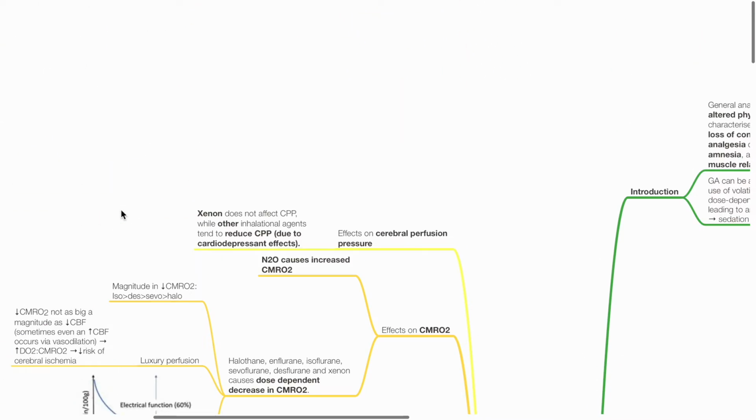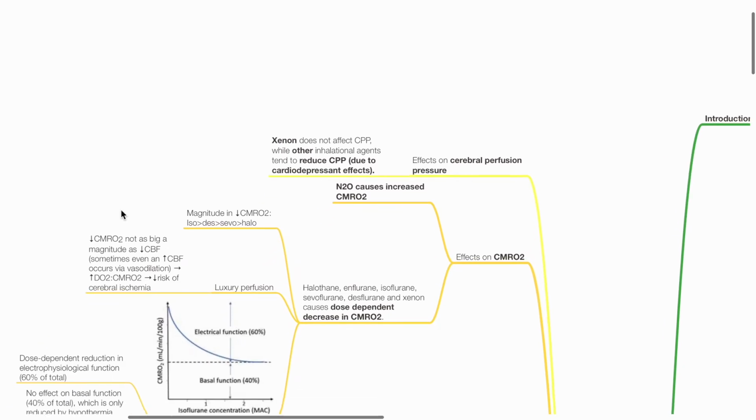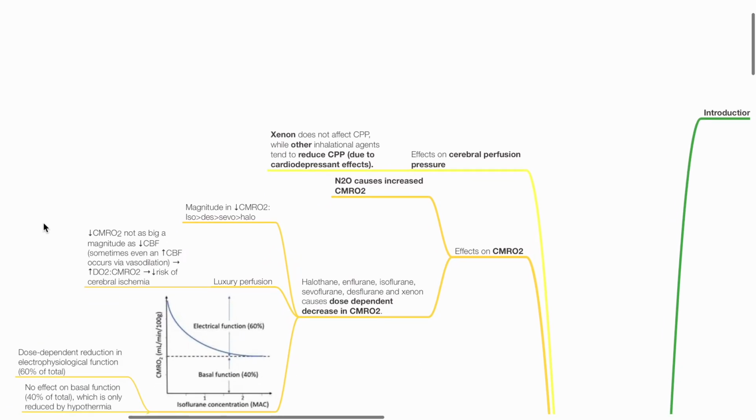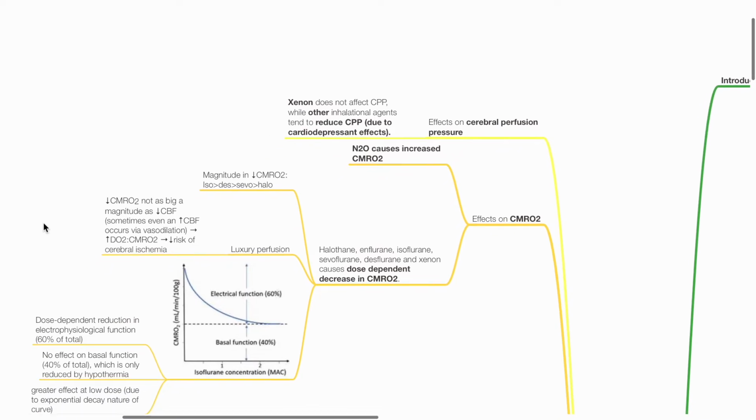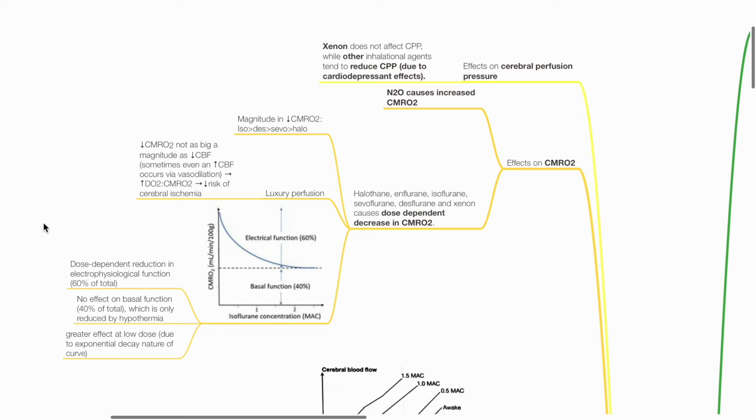Effects on cerebral perfusion pressure. Xenon does not affect CPP, while other inhalational agents tend to reduce CPP due to their cardiodepressant effects. Effects on CMRO2. Nitrous oxide causes increased CMRO2.